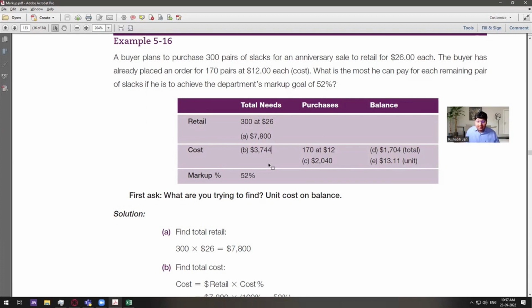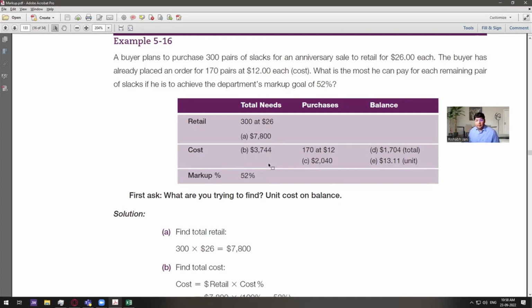Now we need to subtract what was already purchased from our existing cost need, 3,744 minus 2,040, giving us 1,704. So we found that the balance of purchases that needs to be done is at a cost of 1,704 total. But the question is, we need to find out for each remaining pair. So how many pairs do we have left now?